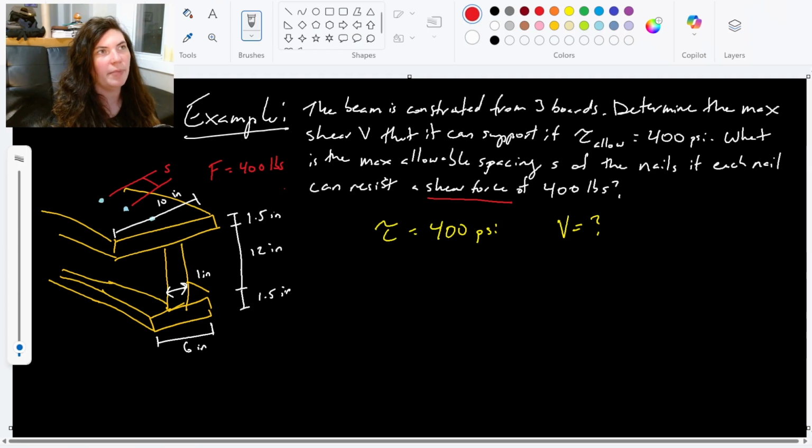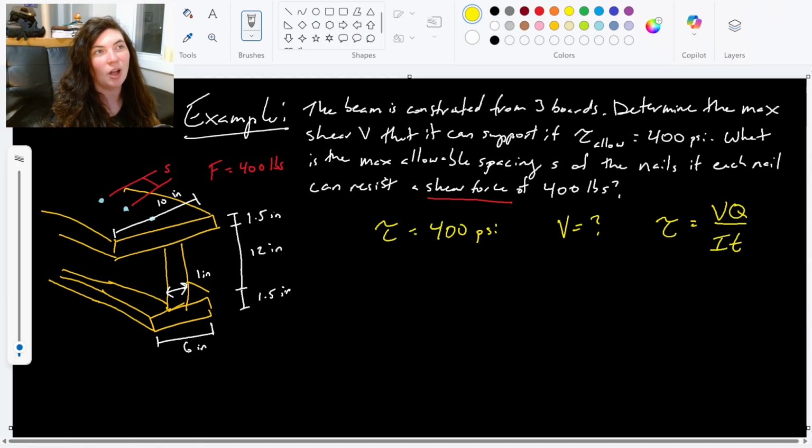But we'll come back to that. Let's come back to that and instead go ahead and look at just the first portion, finding the max shear V that it can support. So we know we have a relationship between shear stress and our shear, right? Throwing it back to our transverse stress, our last video, last lesson, VQ over IT.